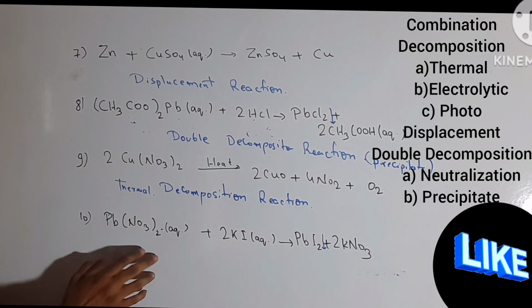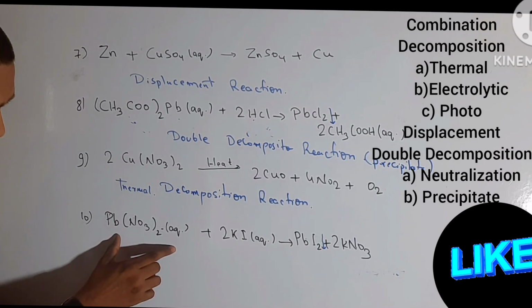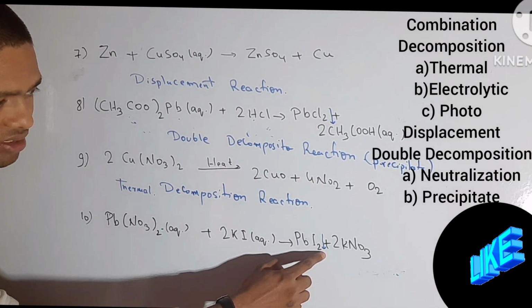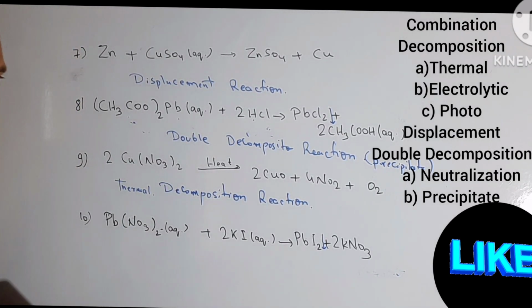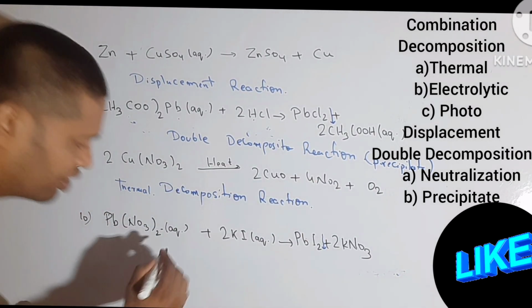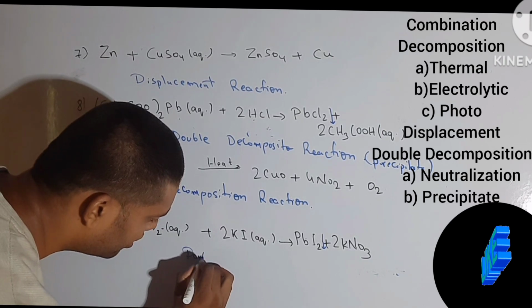So it's done. We're left with this one. Again, on the left hand side, two are there. So a down arrow is there. In this one they have given a down arrow, but in that case it's not there. So it's a precipitate reaction. In double decomposition, you have a precipitate reaction.